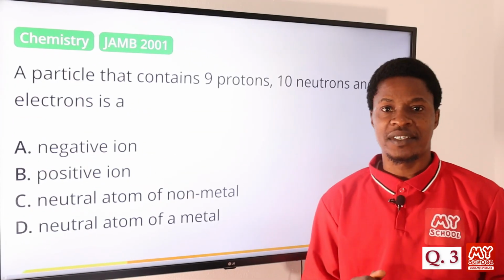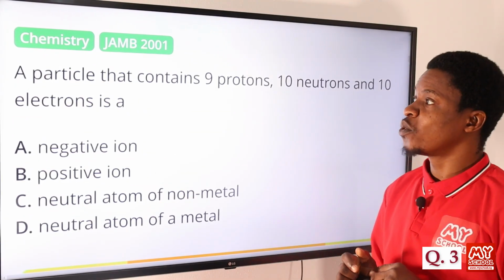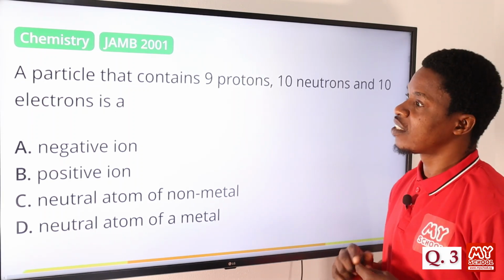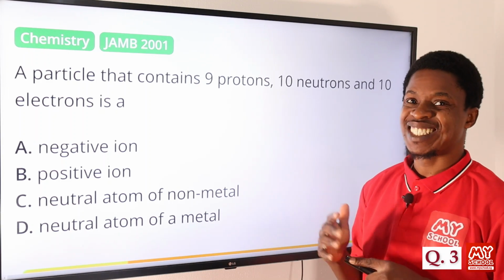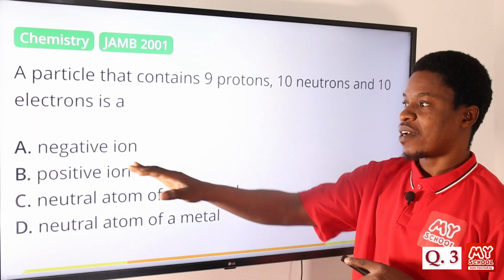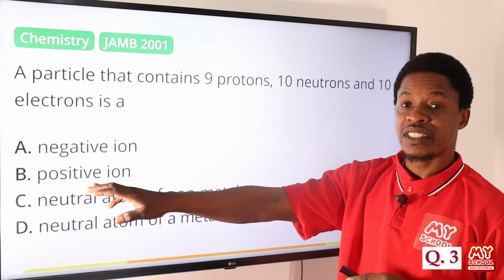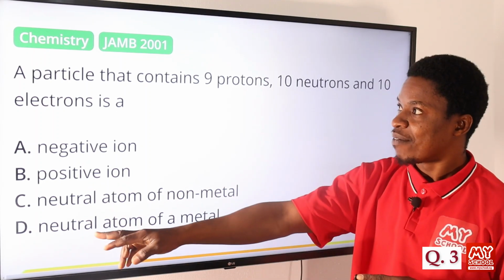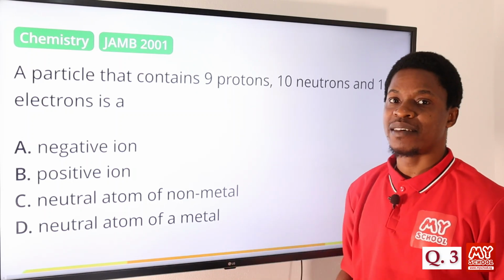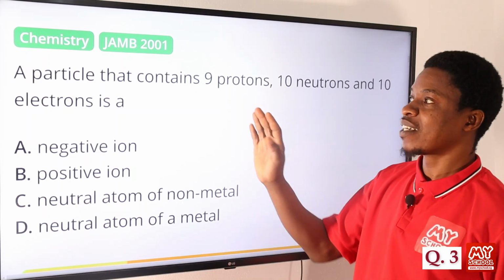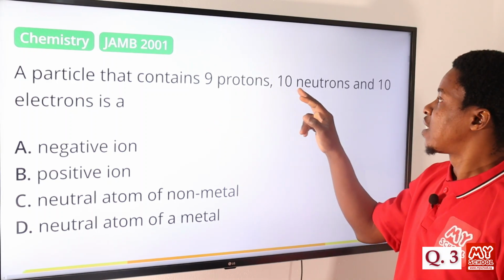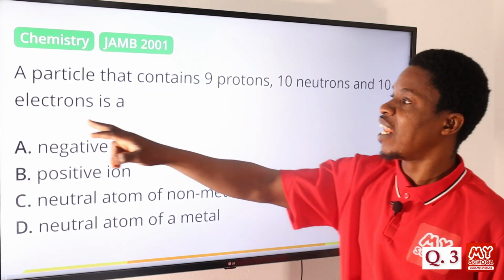Now question number 3. A particle that contains 9 protons, 10 neutrons, and 10 electrons is a what? We have negative ion, we have positive ion, we have neutral atom of non-metal, we have neutral atom of a metal. What's the correct answer? Let's go back to the question. The particle contains 9 protons, 10 neutrons, and 10 electrons.